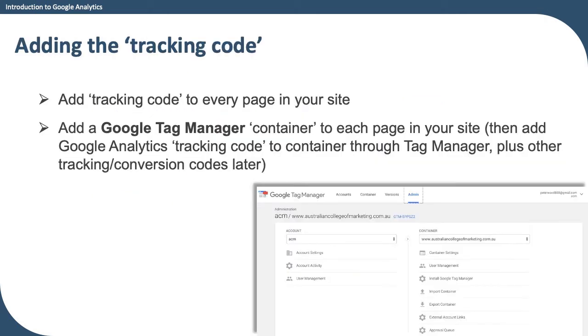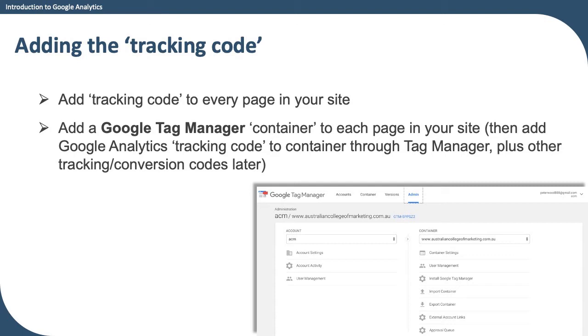So the crucial aspect here is the tracking code, and there are a couple of options for adding it to your site. You can add the code to the HTML of every page individually, or you can use another Google tool called Tag Manager. This tool allows you to create a tag container, which again is a snippet of code that needs to be added to every page in your site.